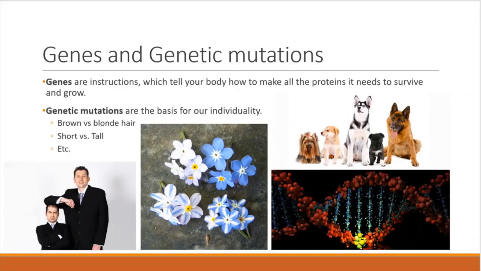So genes and genetic mutations, just a little bit of an overview. As you know, genes are instructions which tell your body how to make the protein it needs to survive and grow. And genetic mutations are the basis of our individuality. So mutations in our genes are what gives us the different variations in hair color and height and things like that. And sometimes you have a lot of genes that go into one thing, like height. And all of that is just due to multiple mutations or just one genetic mutation.